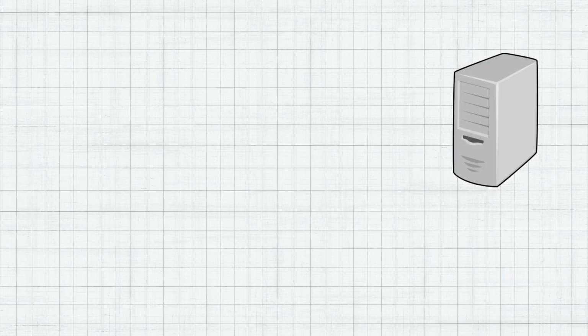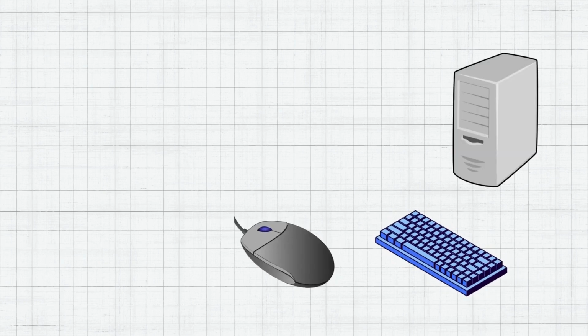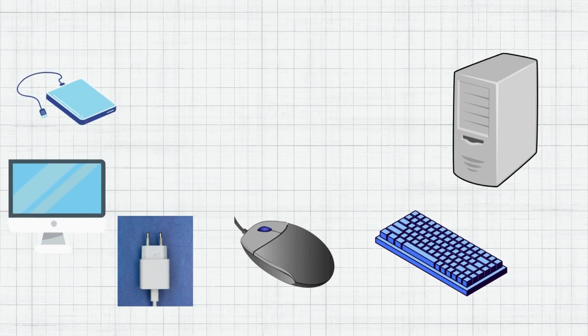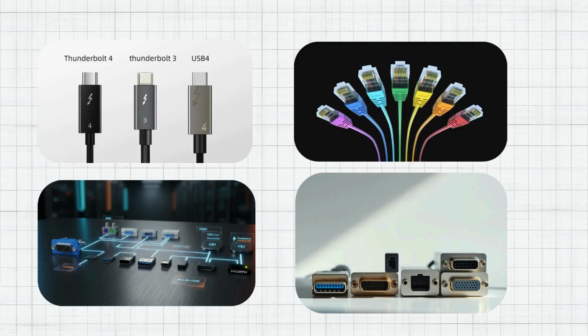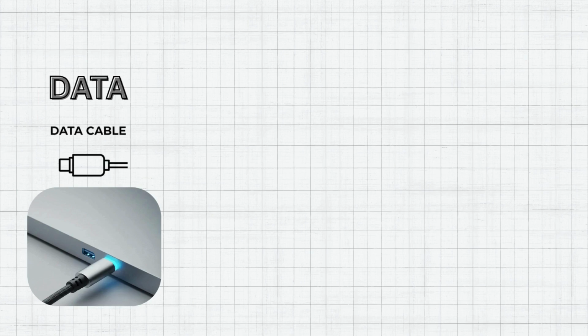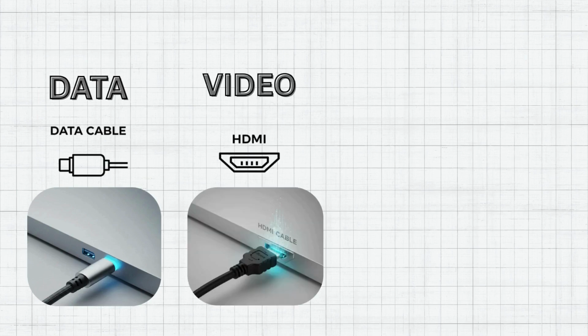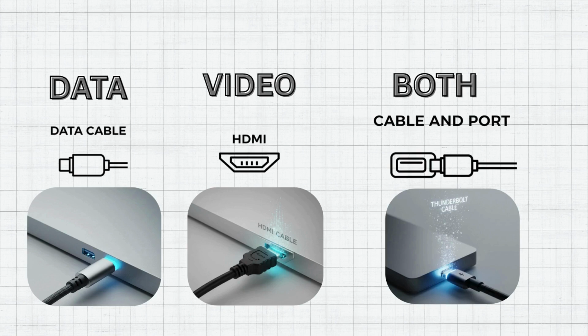Every keyboard, mouse, charger, monitor, and external drive ever connected to a computer relied on a port. And yet, ports are one of the most confusing parts of modern technology. Many look the same, but behave completely differently. Some only move data. Some only send video. Some can do everything at once, but only if the cable and the port both support it.